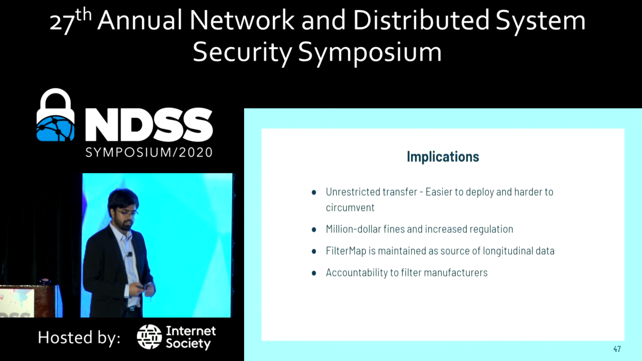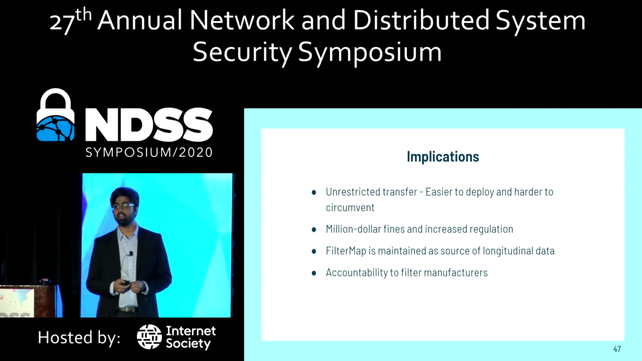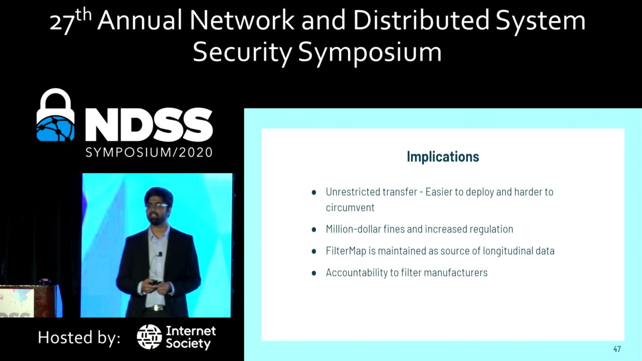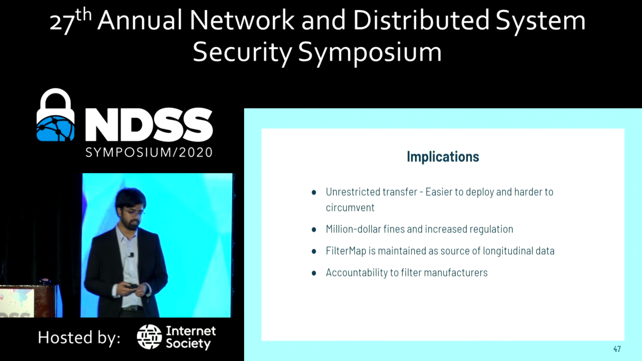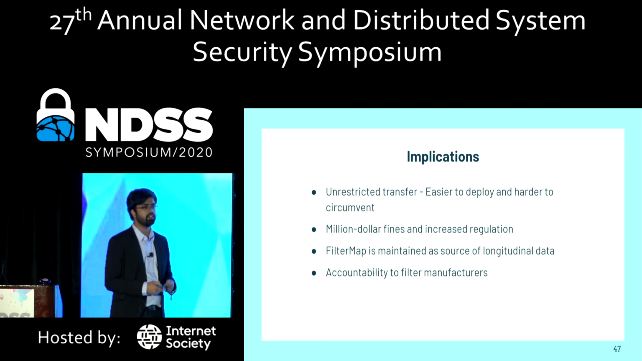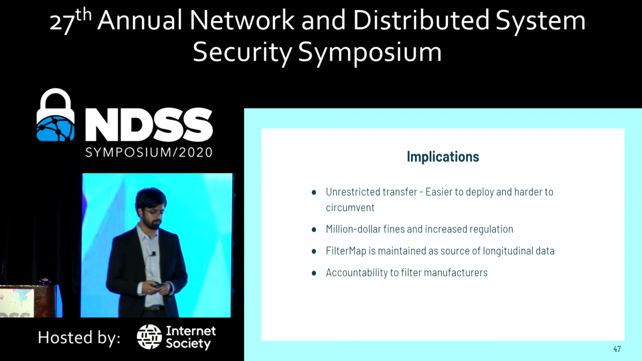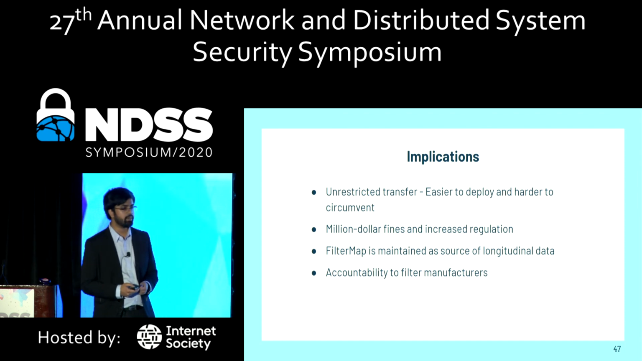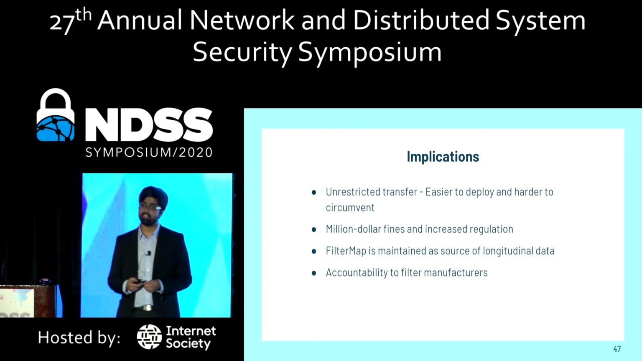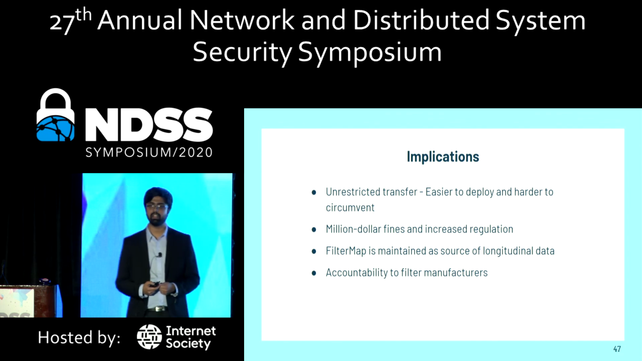FilterMap has shown that the unrestricted transfer of content filtering technologies has led to high availability, low cost, and highly effective filtering techniques becoming easier to deploy and harder to circumvent. Studies revealing the use of filters for censorship have resulted in million-dollar fines for vendor compliance violations and have motivated further regulatory control. We are maintaining FilterMap as a source of longitudinal data and are collaborating with NGOs such as Citizen Lab to understand the proliferation of filters used for censorship, highlight policy and social responsibility issues, and adding accountability to filter manufacturers.